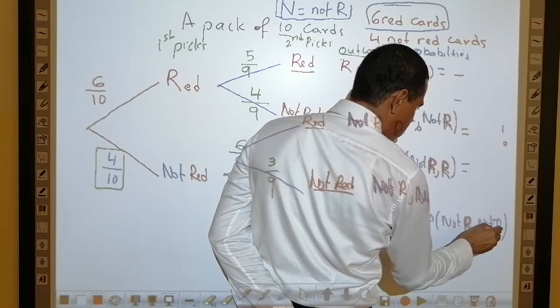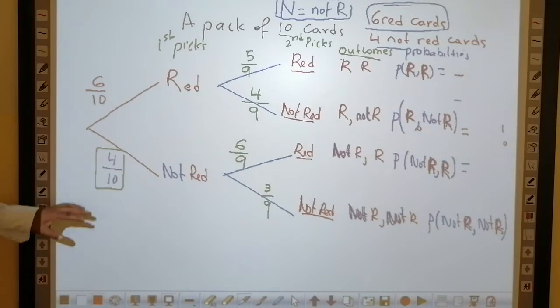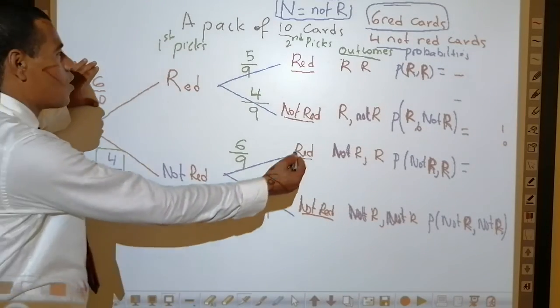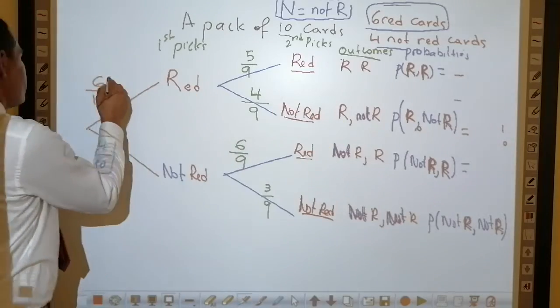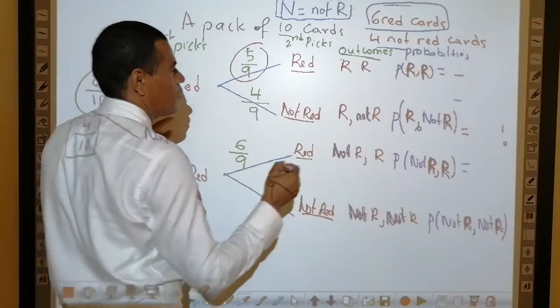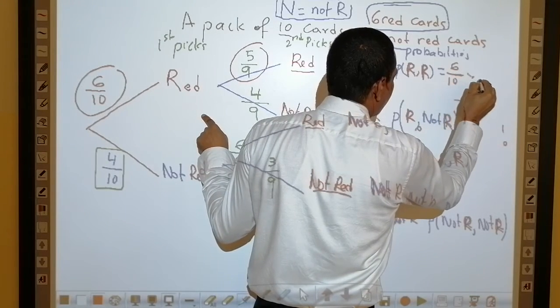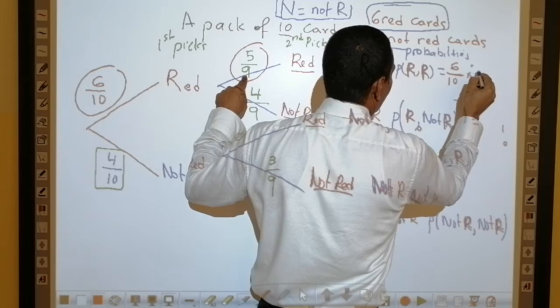Okay. So let's do the first one. To work out the probability of getting two reds is 6 over 10 multiplied by 5 over 9.